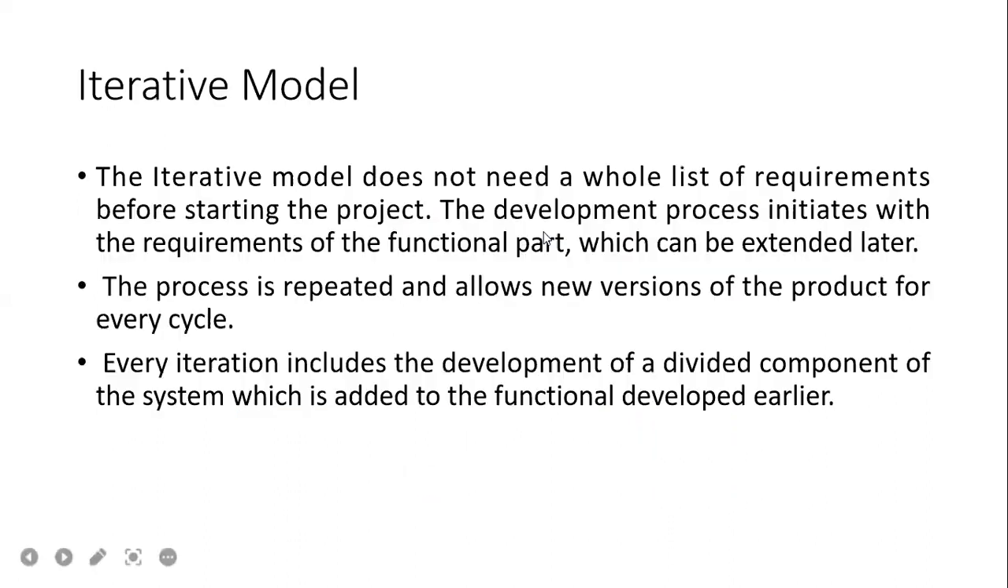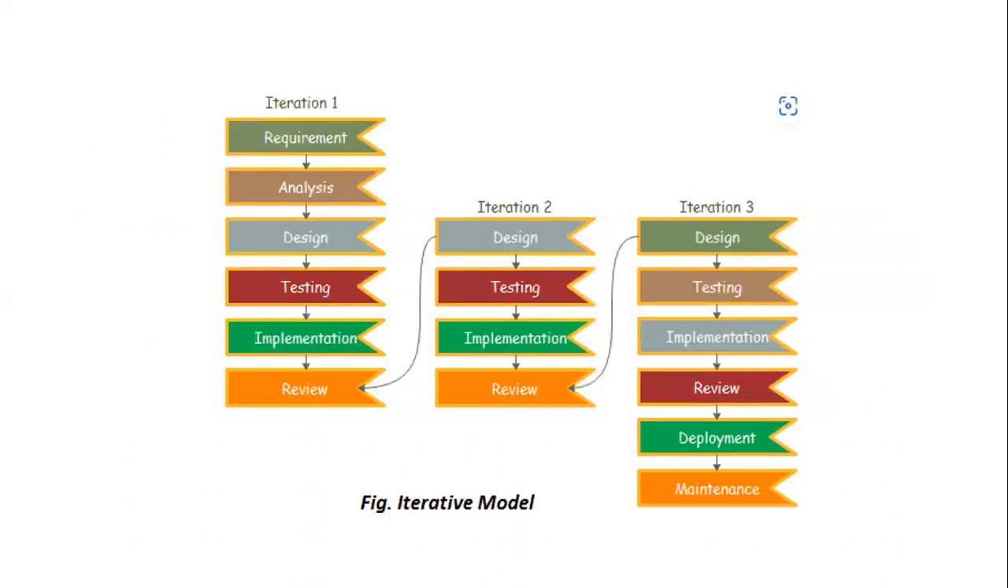Again, this is the iterative model. Iterative model is the name which is given. So the whole list of requirements is given to the team who are going to work on that particular development. And then the development process initiates with the requirements, the functional part, and they are executed later on. Okay. In every iteration, we will have these phases.